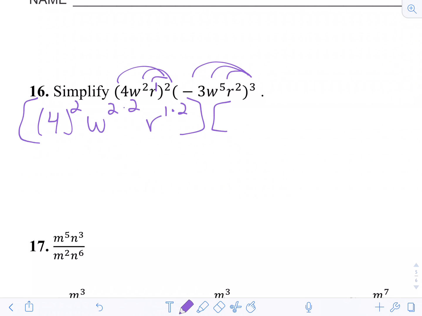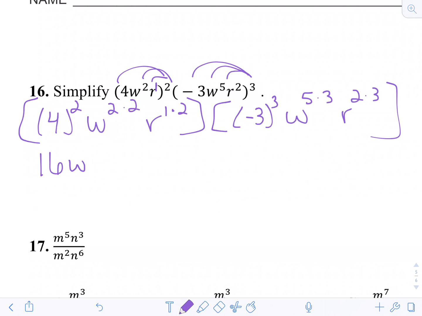Okay, and then I have negative 3 to the third power. Then we have power to a power, so we're going to multiply. We have power to a power, so we're going to multiply. Okay, so let me go ahead and reduce this. 4 squared, 4 times 4 is 16. 2 times 2 is 4. 1 times 2 is 2. So we're going to multiply all of that by what we get over here. So negative 3 to the third power is negative 27.